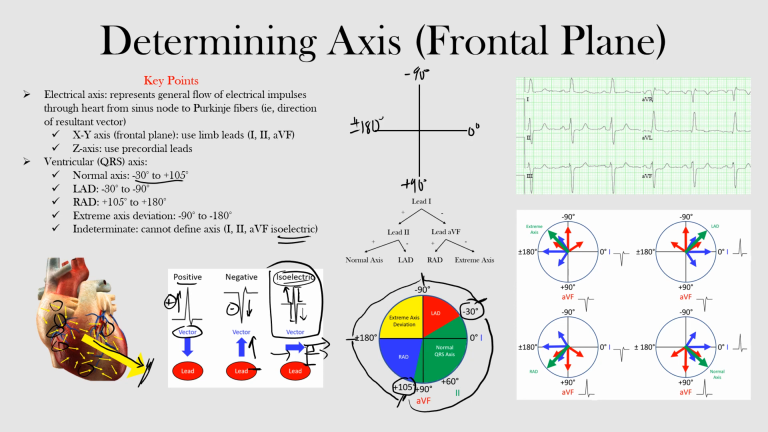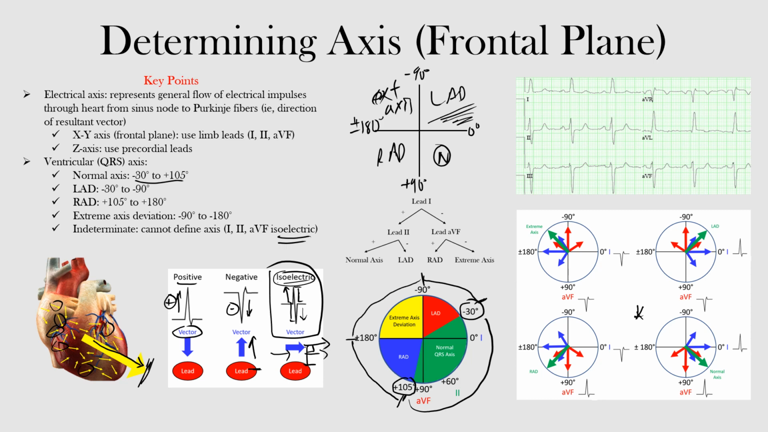So let's look first at this one here. We'll look at normal axis, and you can think of it as a quadrant system. Imagine this is normal, and this is a leftward axis. Notice that some of the normal axis sits here, so there's something else we'll have to consider. This would be the rightward axis, and this is the extreme axis.